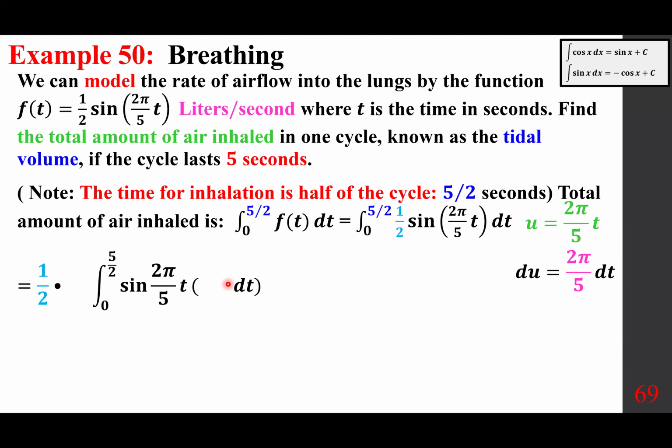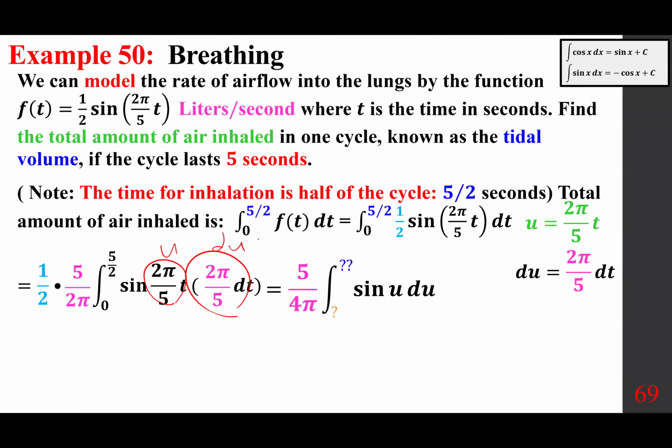So if I put 2 pi over 5 here, its reciprocal is 5 over 2 pi. I have to put it outside. So I'm going to put both of them. Again, product of these two must be 1. So these two, 5 over 4 pi. This one, sine of u du, and I'm not going to write the new limits yet. I'm going to write it in a moment.